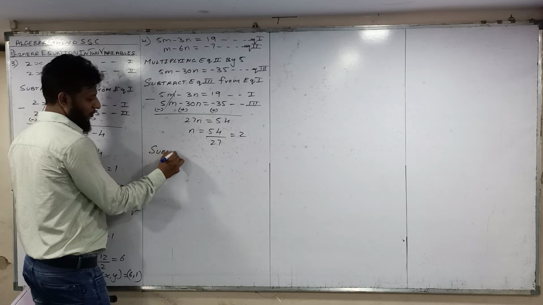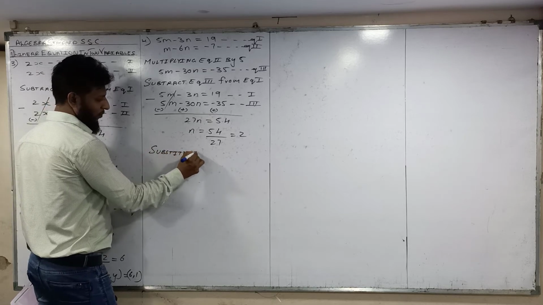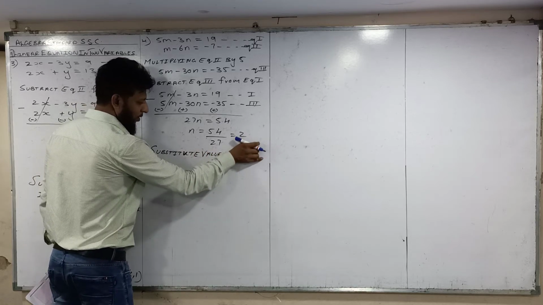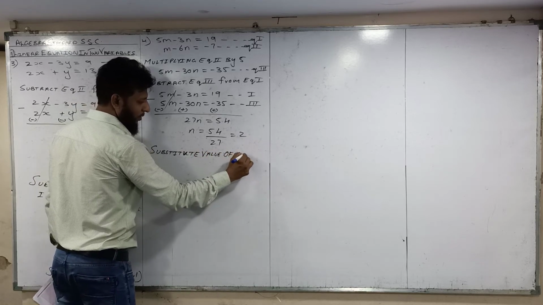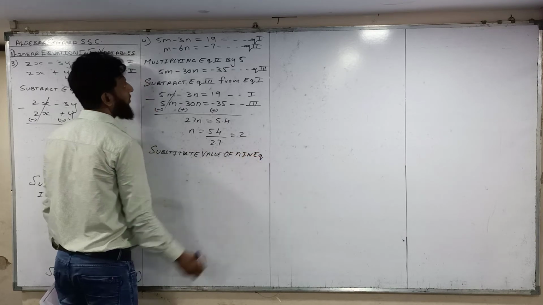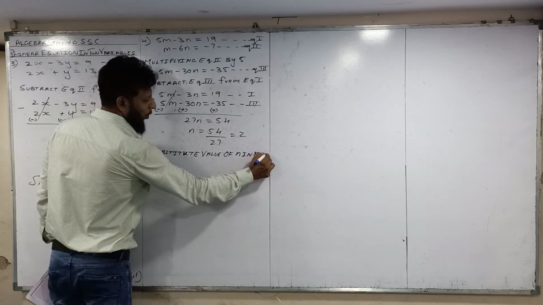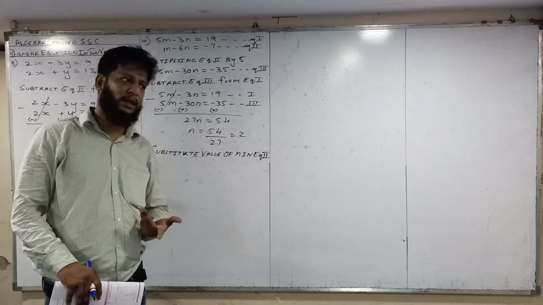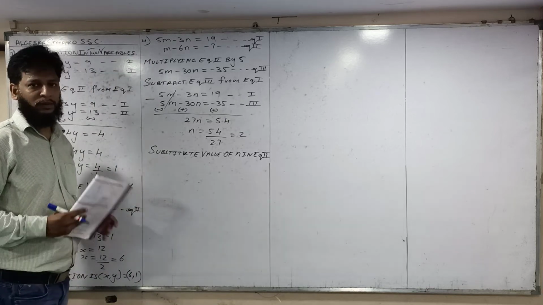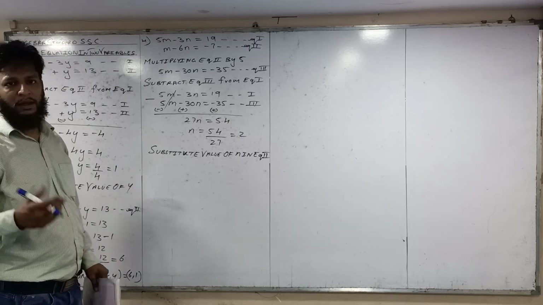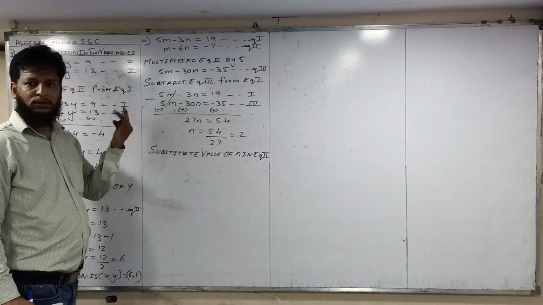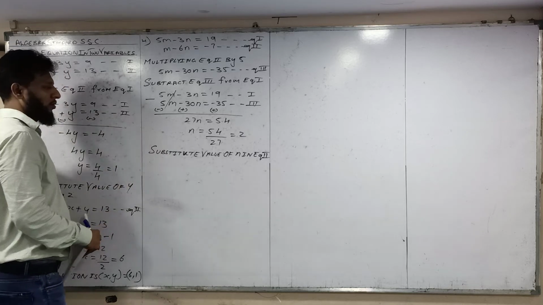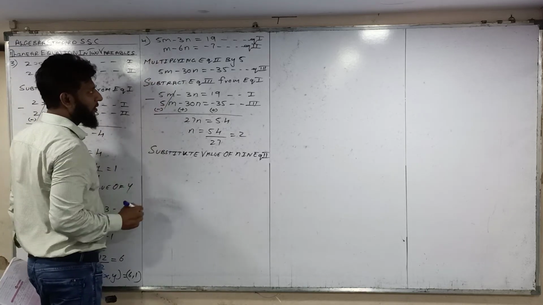Now substitute the value of n in a simple equation. Okay, you can substitute in any equation 1, 2, 3, the value will come the same. Substitute in any equation, no problem. So avoid this confusion. We can substitute this value in 1, 2 and 3, so the value will come the same. Okay, so now I see equation 2 is a little simple.